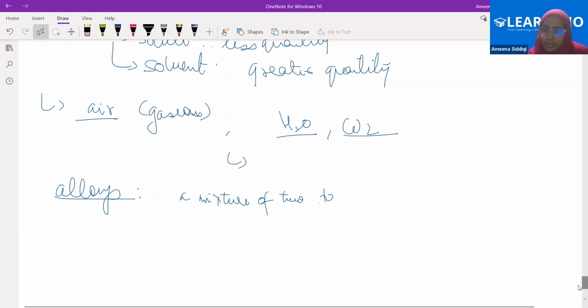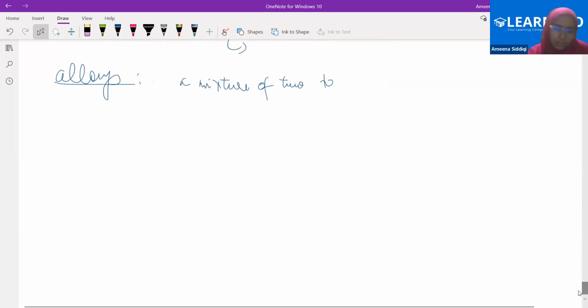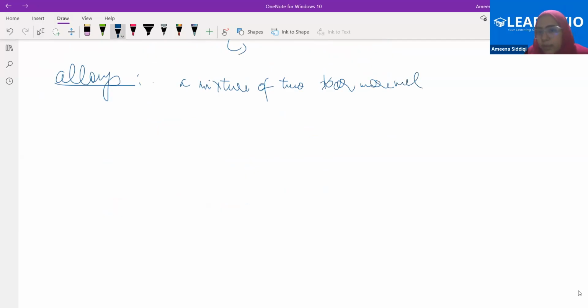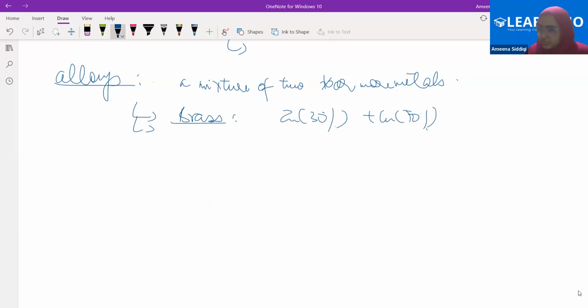Fine, wonderful. Coming back to alloys, a mixture of two or more metals. Is it clear? Okay, beta, I would want to explain one thing here. Please pay attention. I would first give you one example, that is brass. Brass is an alloy that is a mixture of zinc, which is 30% in this, and copper, which is 70%.